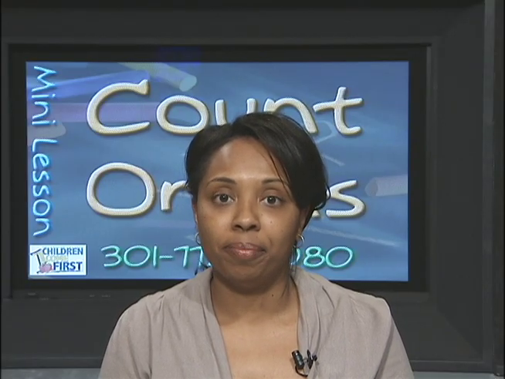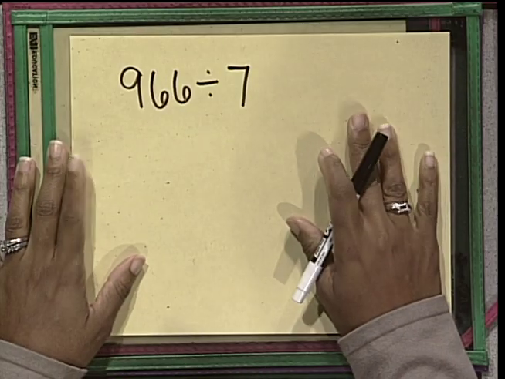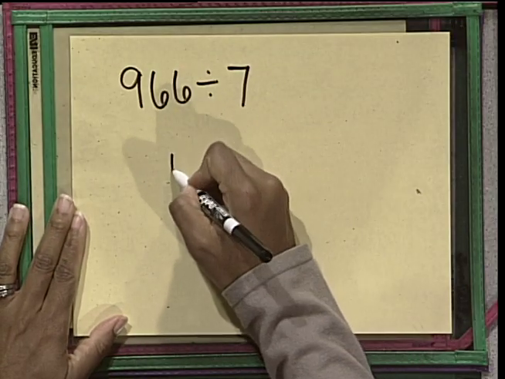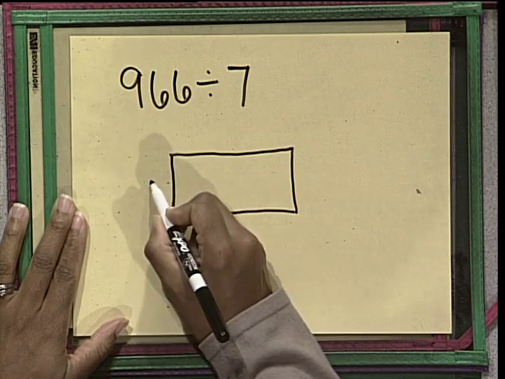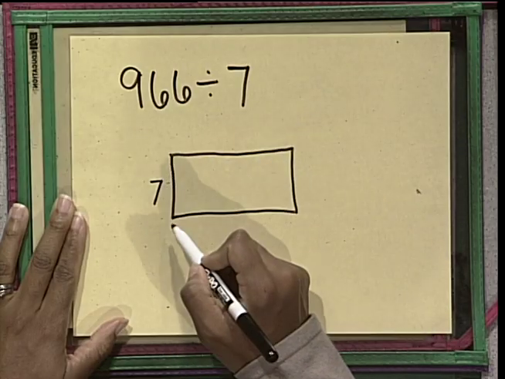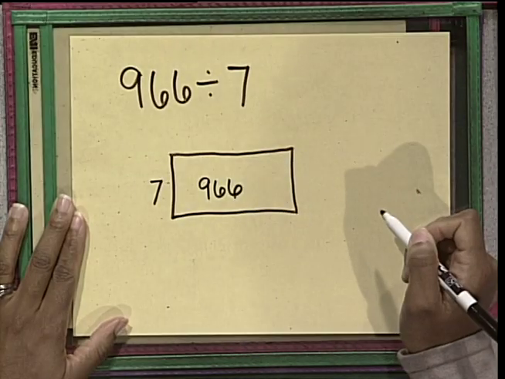We are going to work with long division, and I'm going to show you a strategy called the area model. So we're going to work with the problem 966 divided by 7. And we're going to treat this as an area model. Now, if you remember area of a rectangle, we find the area by multiplying the length times the width. With this rectangle, we know the length, and the total area is 966 units.